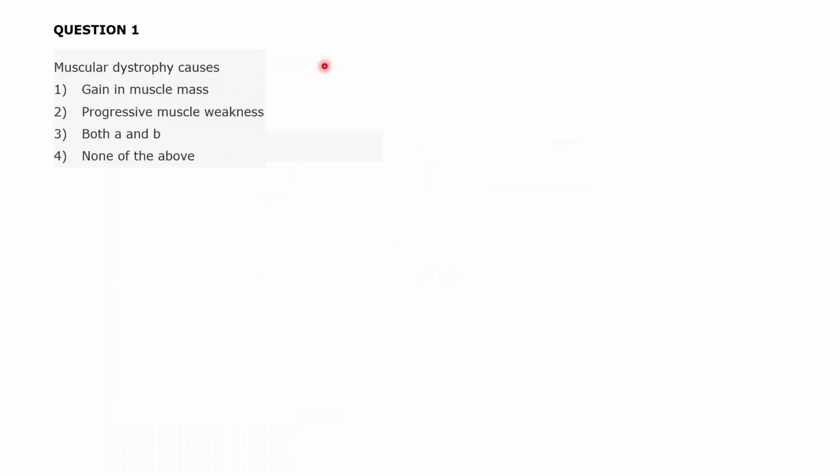Muscular dystrophy causes gain in muscle mass, progressive muscle weakness, both A and B, or none of the above. Which might be the answer? You can either type in the chat box or you can just unmute yourself and answer the question. Option B. Okay, any other option?